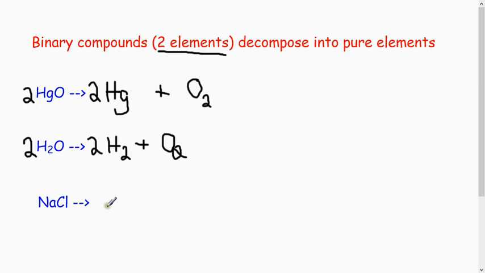Last we have NaCl, which again will break down into the 2 elements, sodium, which is not a diatomic, and chlorine, which is. So I need a subscript of 2 with the chlorine, and then to balance it, a 2 here to balance out the chlorines, and then I will also need a 2 in front of the sodium to balance out the sodiums.